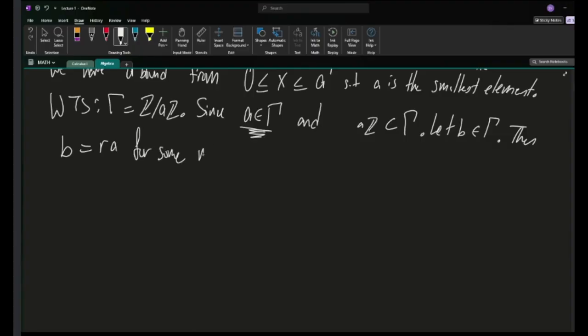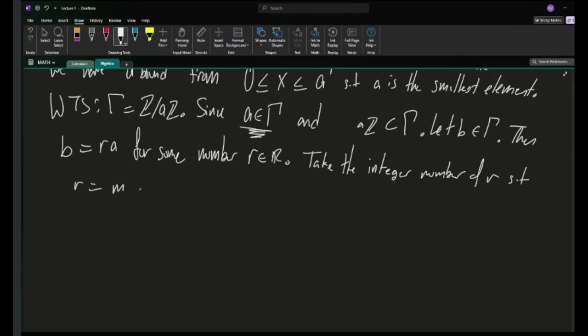For some real number R, take the integer number such that R is equal to M plus R0, where M is in Z.